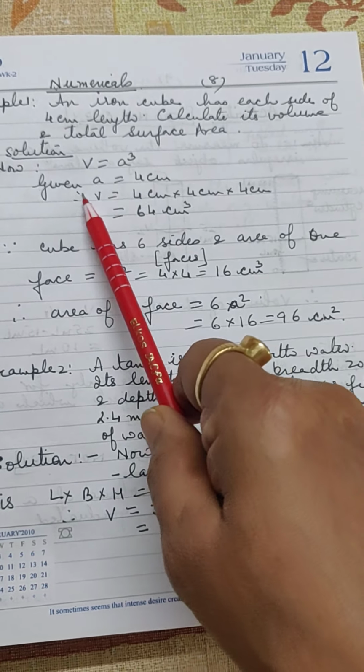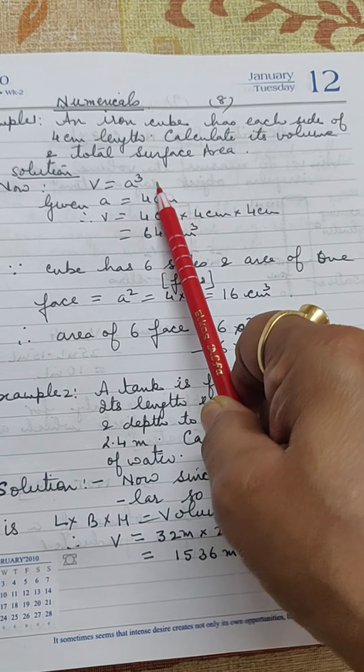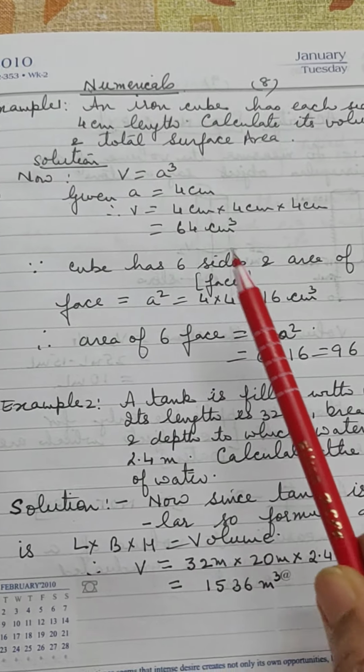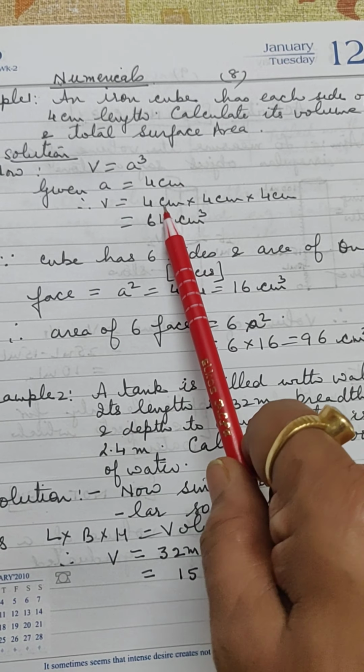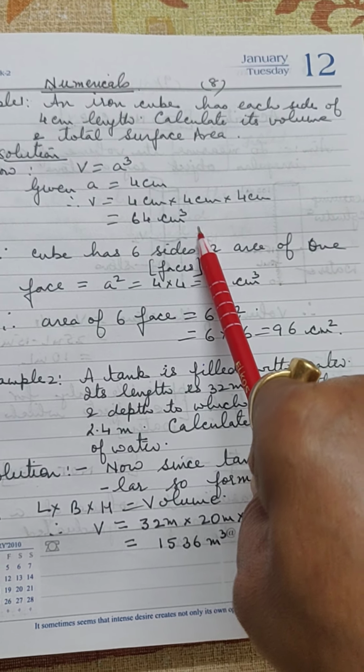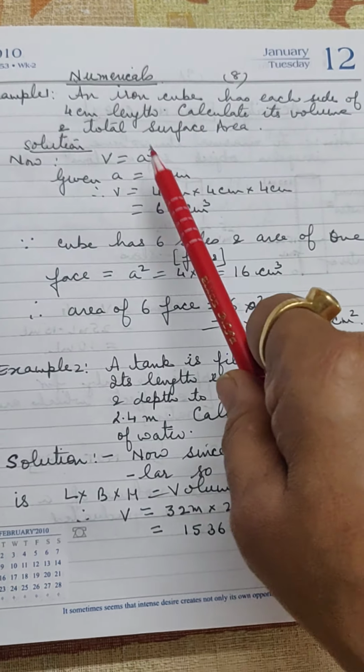Now, the formula for the volume is A cube, as we learnt from the figure. So we substitute the values: 4 centimeter, 4 centimeter, 4 centimeter. That comes out to be 64 centimeter cube. This was the volume of the cube we calculated.